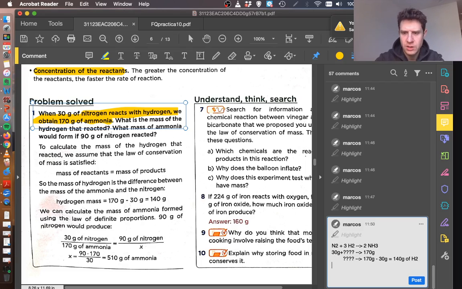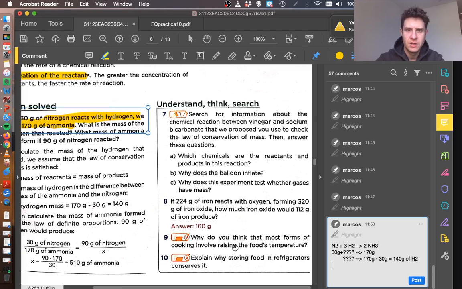Very good. Now this part, we have a proportional rule. So if 30 grams of nitrogen generate 170 grams of ammonia, 90 grams of nitrogen will generate 510 grams of ammonia. Yes, 90 multiplied by 170 divided by 30.